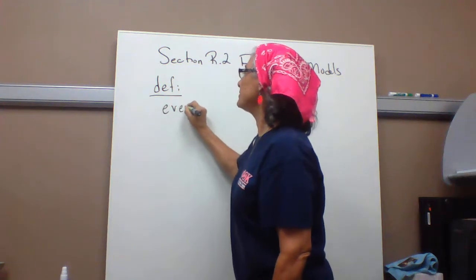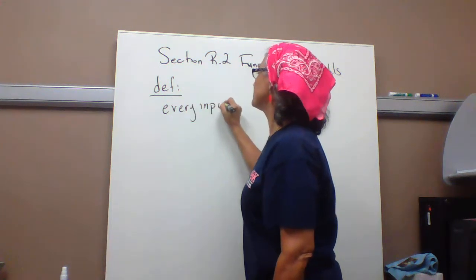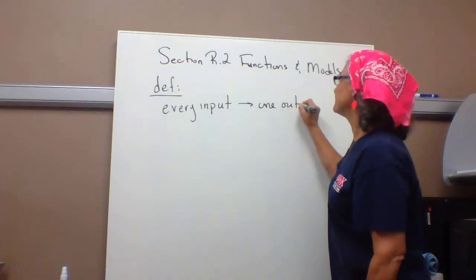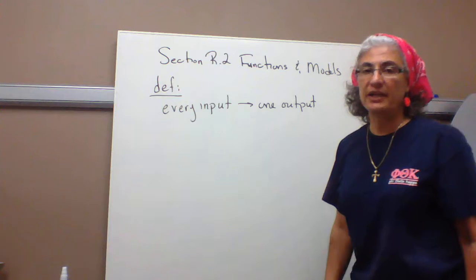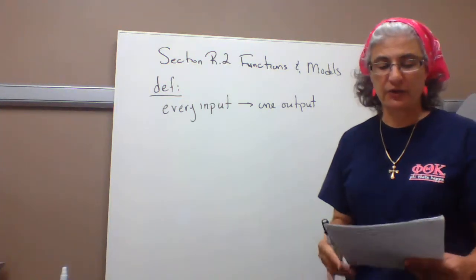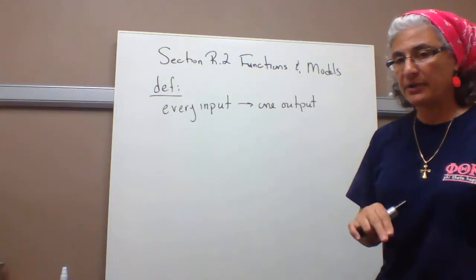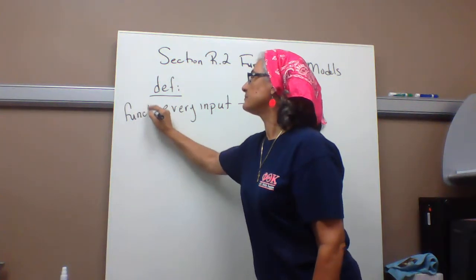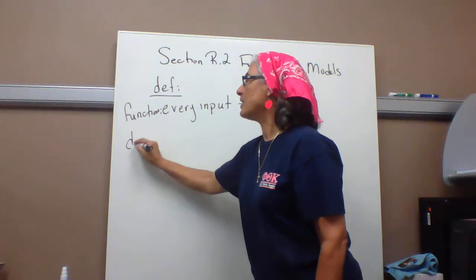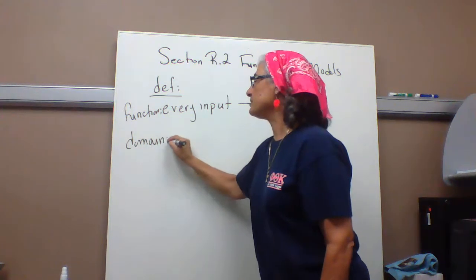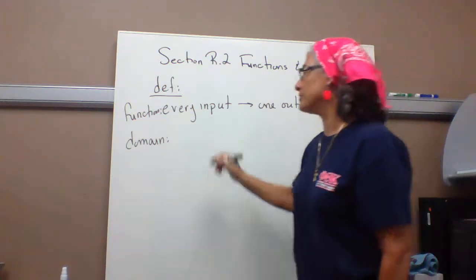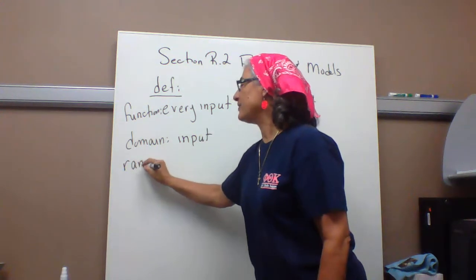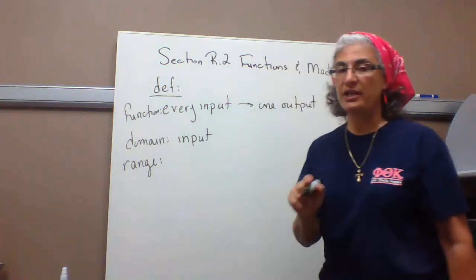For every input, it goes to only one output. That's all you get. Every input, one output. That's all you get. So, a couple other definitions. This is for a function. Another definition is domain. The domain is the input. One last definition is for the word range, and the range is the output.